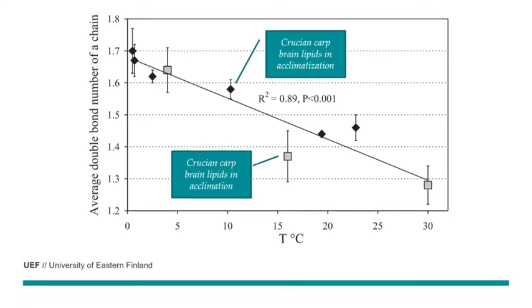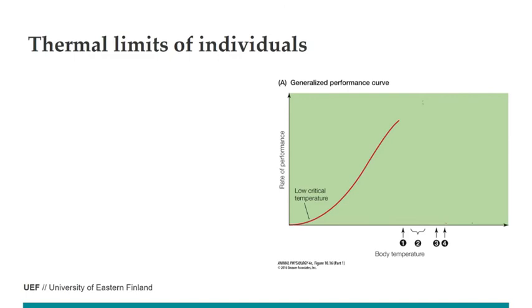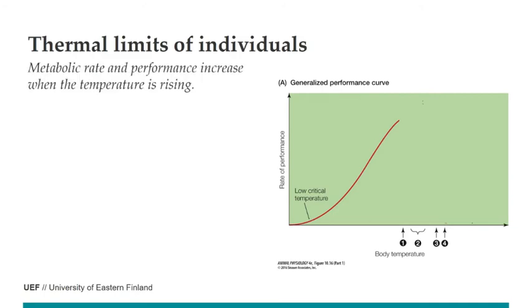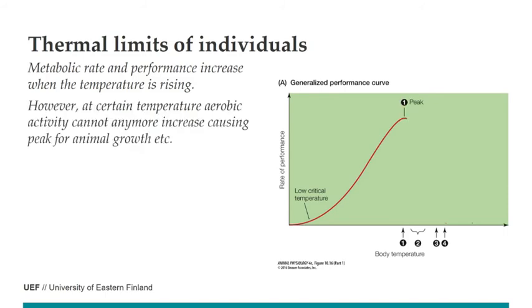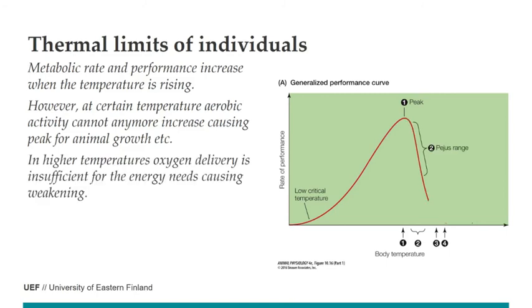Okay, temperature rising increases the metabolism, and it increases all kinds of activity in the animals. But what about then the thermal limits? So why can some animals, or any animal, not tolerate all temperatures? The metabolic rate increases when the temperature is rising. However, at a certain temperature, the aerobic activity cannot increase anymore. And that's why there's a peak, for example, in animal growth at a certain temperature, after which, in higher temperatures, the oxygen delivery is insufficient for the energy needs. And that's why the animals are getting weaker.